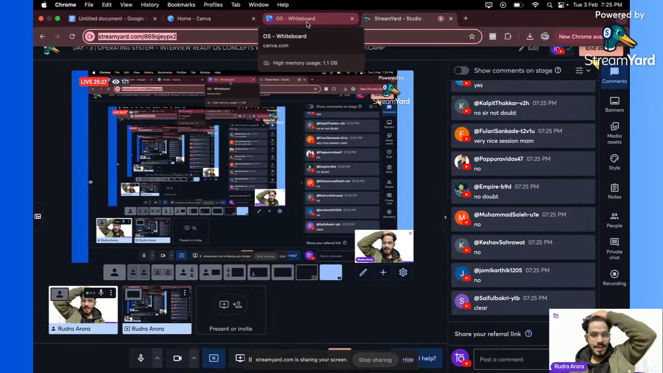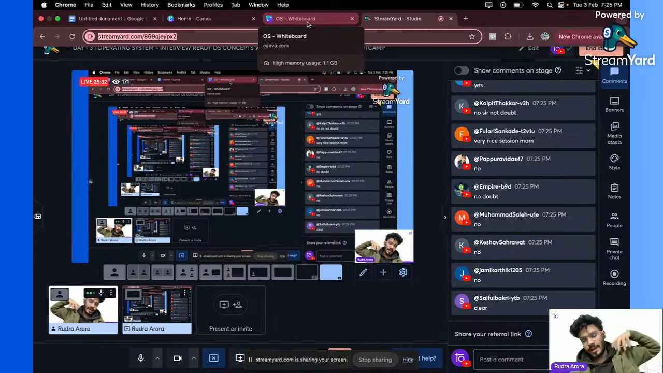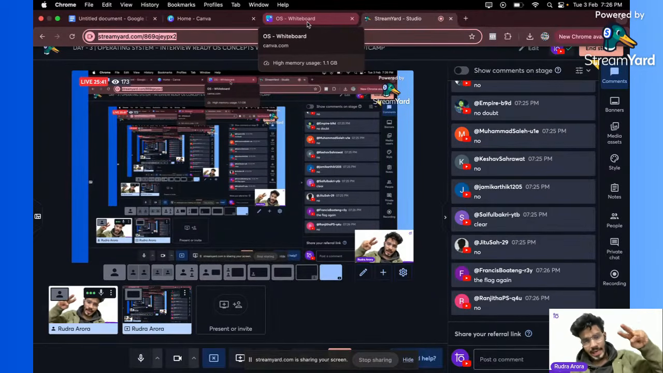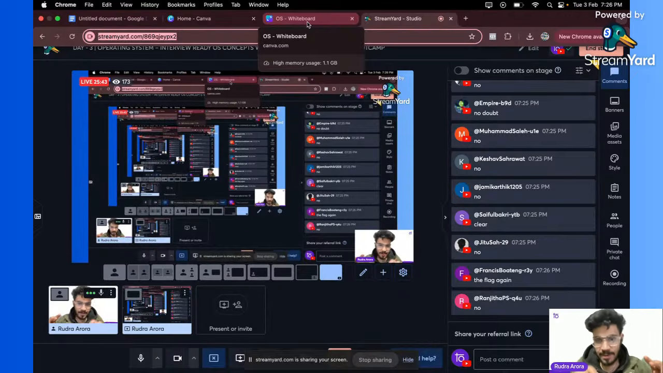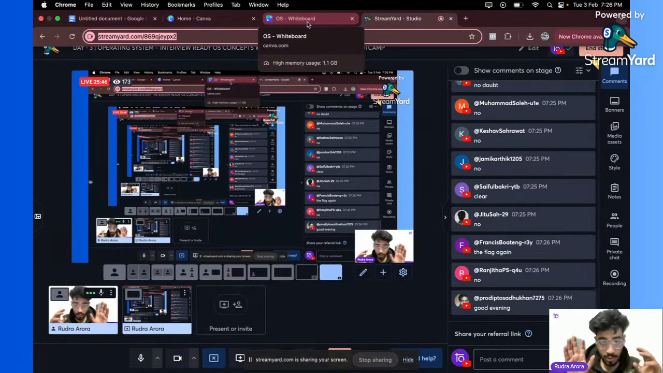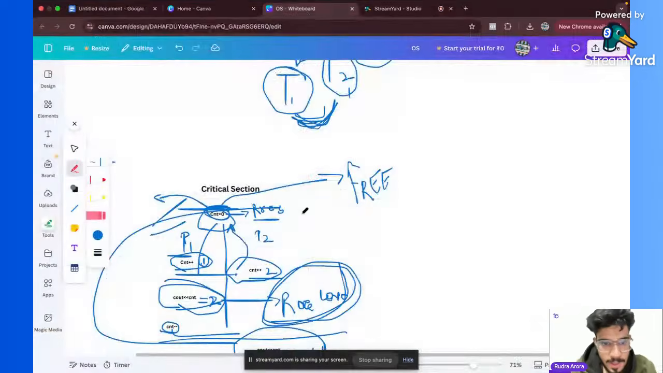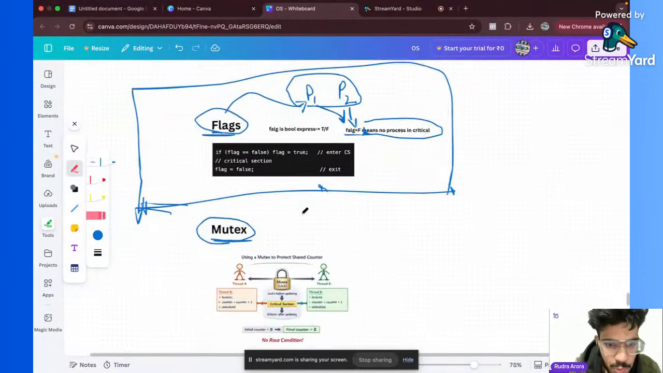So what's our need? Instead of using a flag, our need is that we want something more strong. Our second need is that it should not only work for two processes like P1 and P2. We want it to work for three or four or 10 processes. So we'll satisfy our first condition first, that we want a strong mechanism that can cater to the need of two processes. So we introduce the mutex.